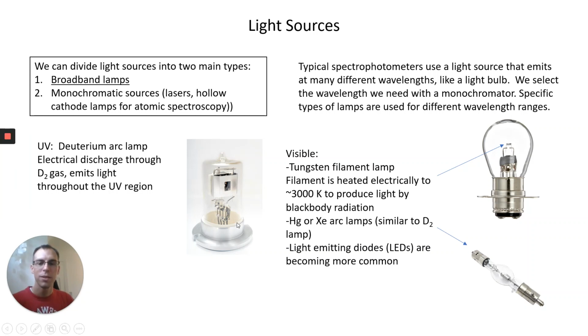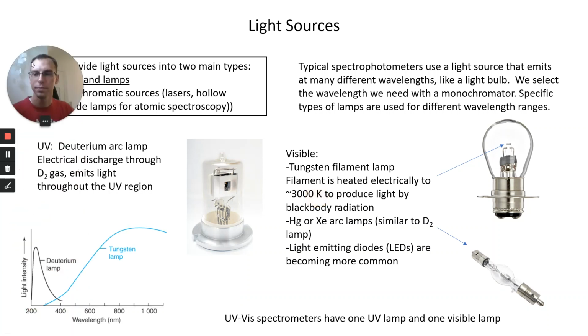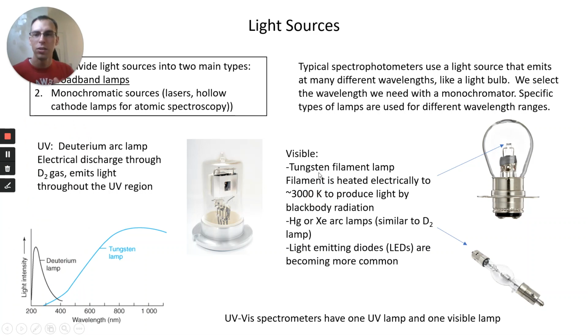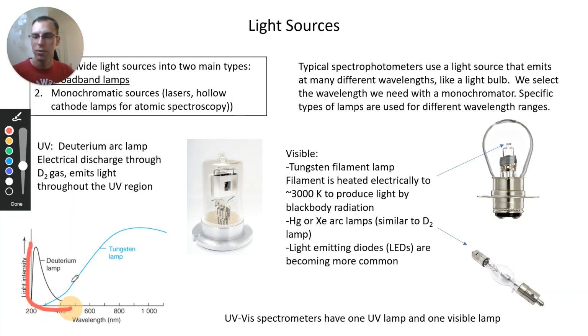So with these two types of lamps, what's often done in a UV-vis spectrophotometer is that we'll have one of each of these types of lamps in a spectrometer so that we can cover both the ultraviolet and the visible range. For example, this is a figure from your textbook down here in the bottom left. A deuterium lamp will typically cover something like 200 to 400 nanometers. And then a tungsten filament lamp will cover sort of the rest of the range down to about 1,000 nanometers. That lets us cover both the UV and the visible range. And then in software, as we run the instrument, it'll switch between these two depending on what wavelength we ask for.